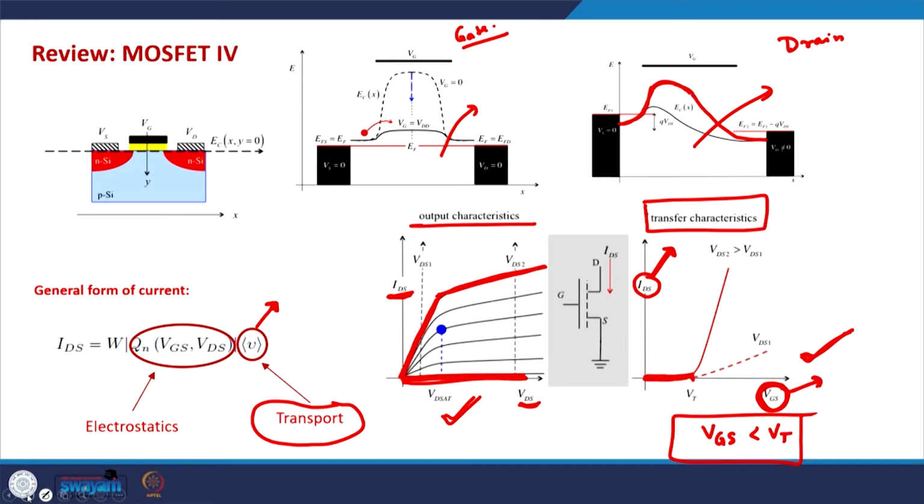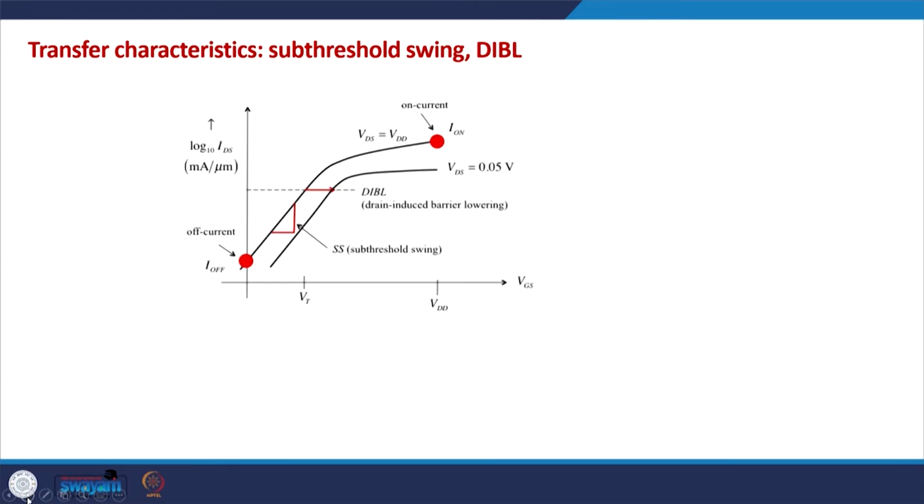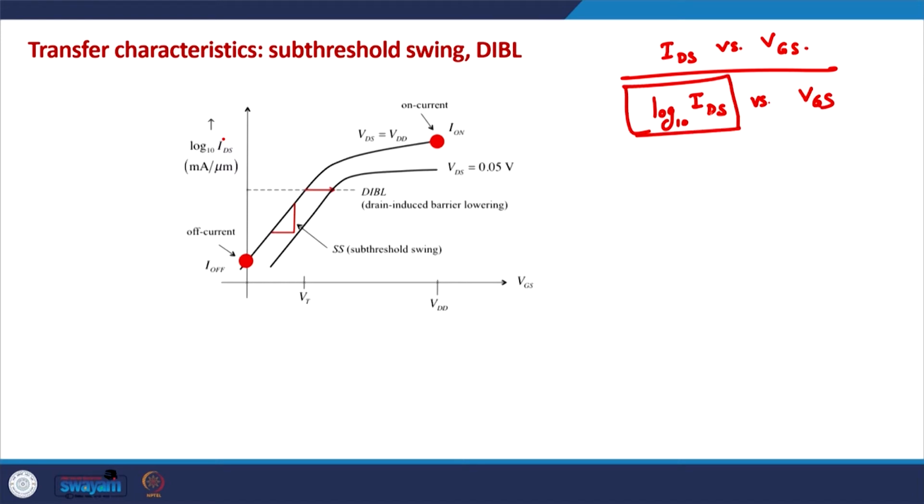So generally what is done, in order to properly understand the subthreshold regime, is that instead of plotting IDS versus VGS, log of IDS versus VGS is plotted. By taking log, as you know, it gives us better resolution when the quantity is not changing very fast. In that case, the log plot gives us better resolution.